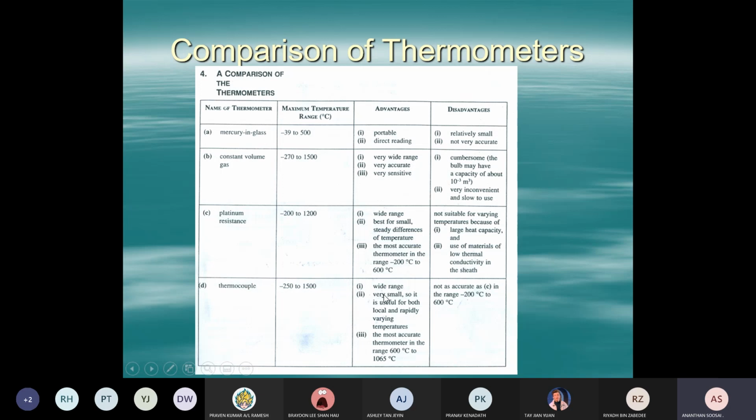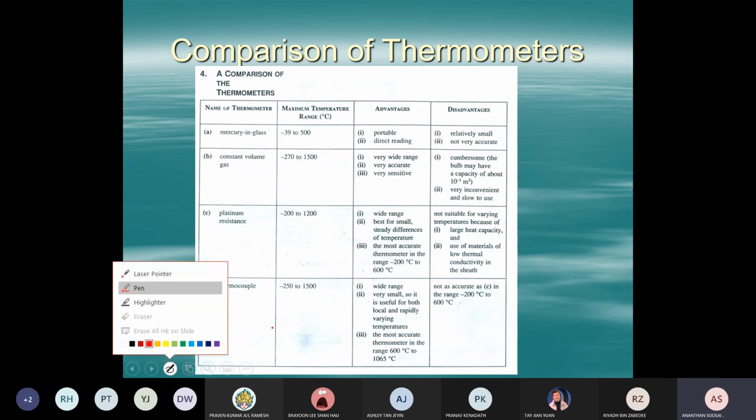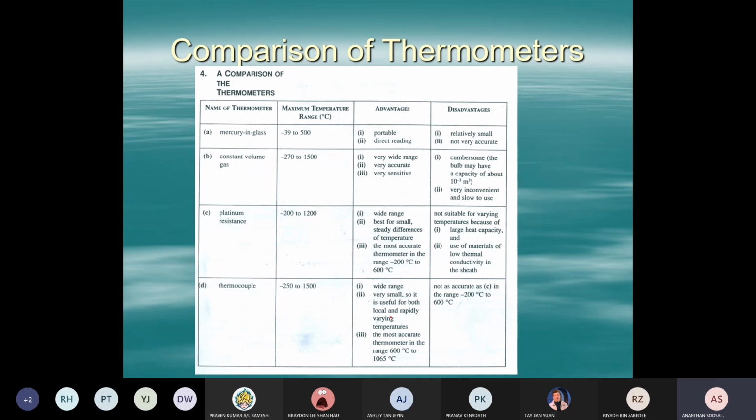The touching point is very small. The metal that touches the body is very small, so it's useful for both local and rapidly varying temperature. This is the main advantage of the thermocouple. It's very useful for both local and rapidly varying temperature.